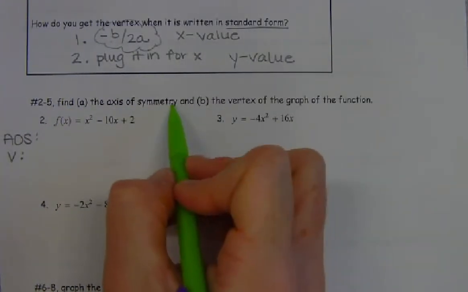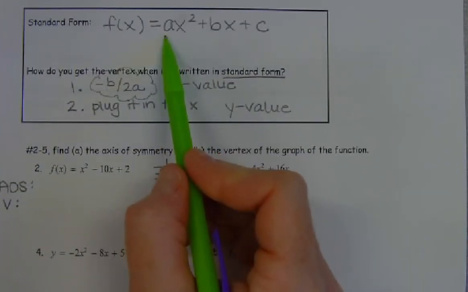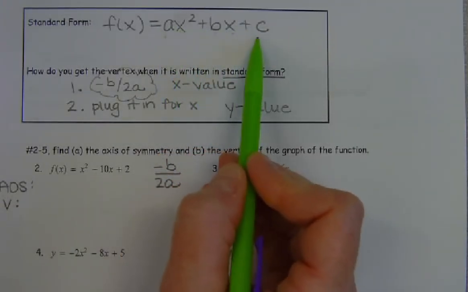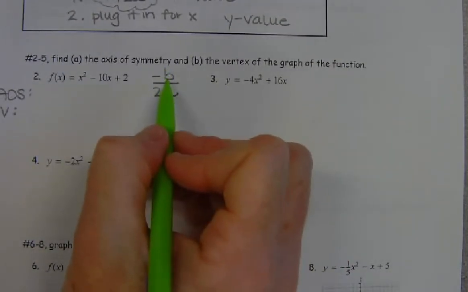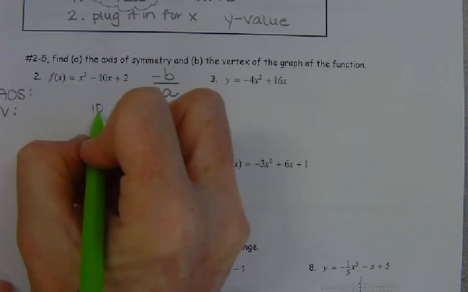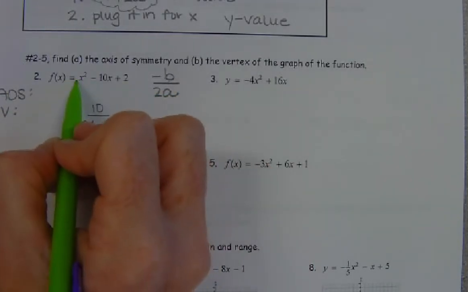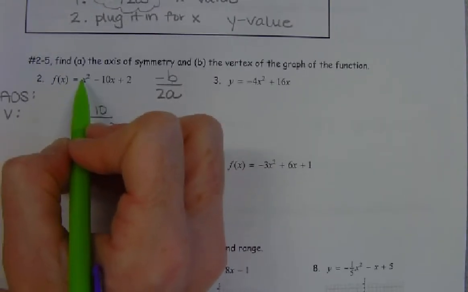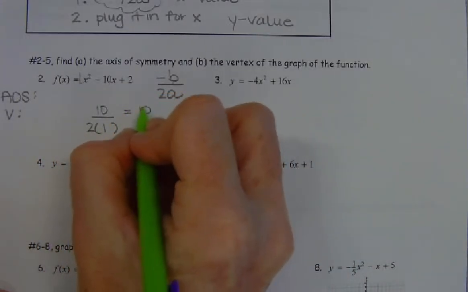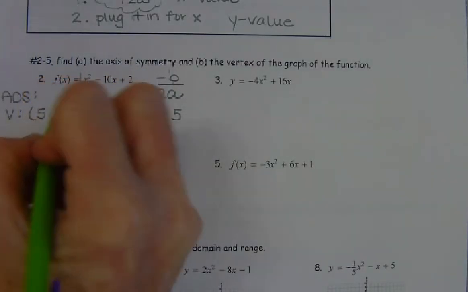All right, so here's what we do first. We use this formula. If you notice, the a value of a parabola is always the number in front of the x squared, the b is always the number in front of the x, and the c is always your constant. In this case, we take the opposite of the b. The opposite of negative 10 is positive 10. And I put it over 2 times the number in front of the x squared, which is my a. Because there's not a number there, my a is going to be 1. So then I have 10 divided by 2, which is 5. So in this case, my vertex is 5 something.